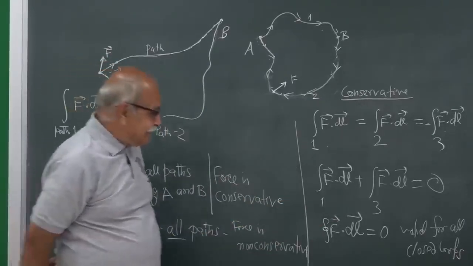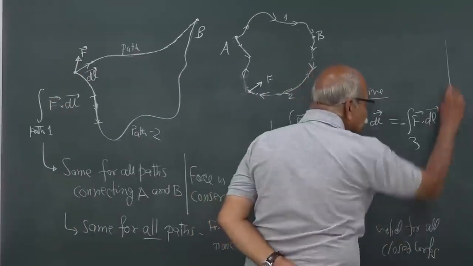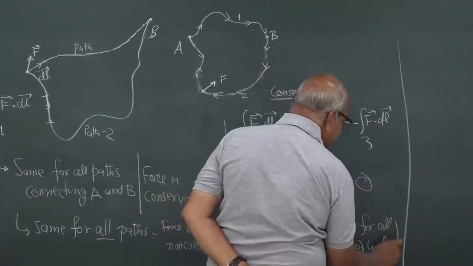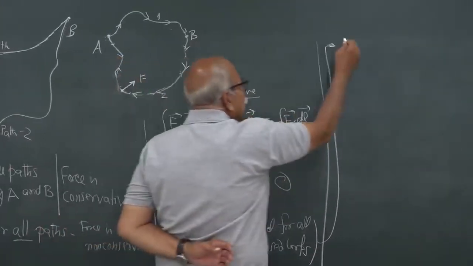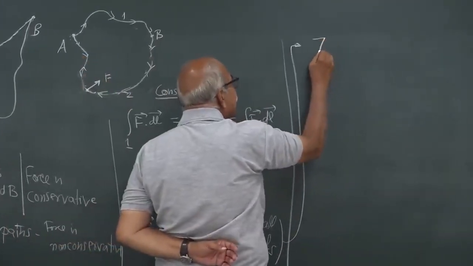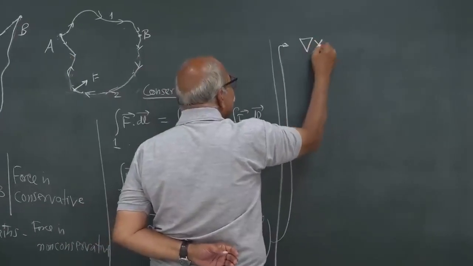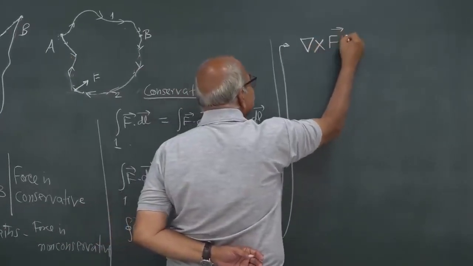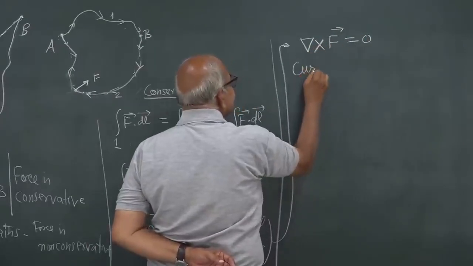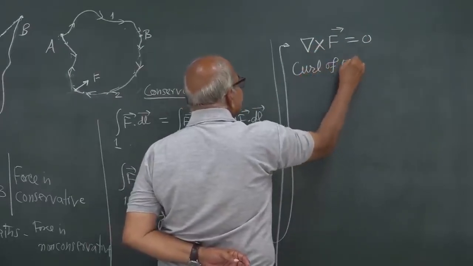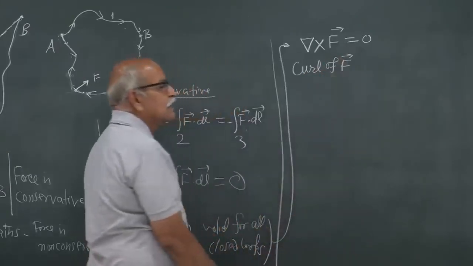And this equation is also equivalent to, some mathematics is needed, what do you say? Point by point, curl of the force is equal to 0. The symbol is read as curl of F. What is that curl?